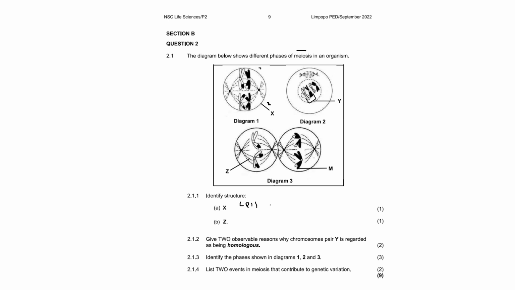X is the cell membrane. It's a cell membrane that every cell will have outside, especially all the animal cells, even plant cells will have that. That's the cell membrane for X.